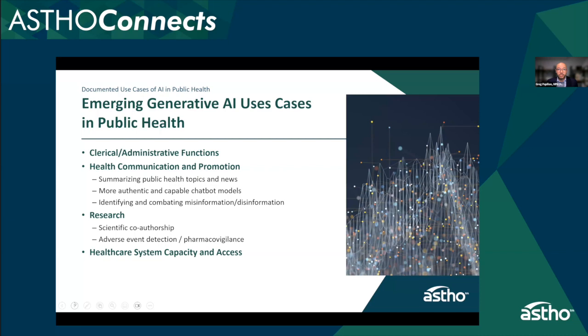So as we conclude this exploration of the use cases of AI in public health, it's clear that AI has already begun to reshape some elements of public health practice, but not others. This spans policy formulation to outbreak detection, emergency response, and health communication.